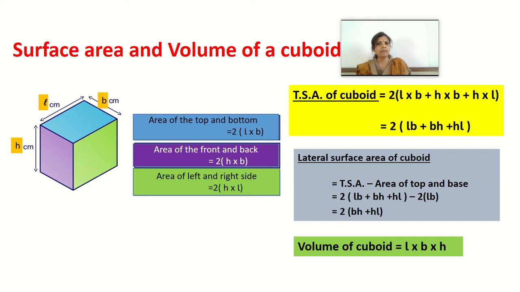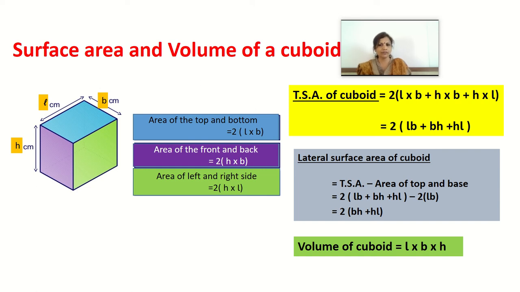So if I combine all the 3 areas, I'll get the surface area of the cuboid. So surface area of cuboid is equal to area of the top and bottom plus area of front and back plus area of left and right side of the cuboid. And by adding it, I get 2(LB + BH + HL), and that's the surface area of the cuboid.